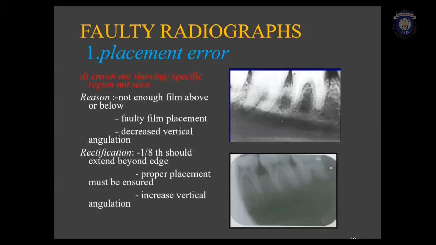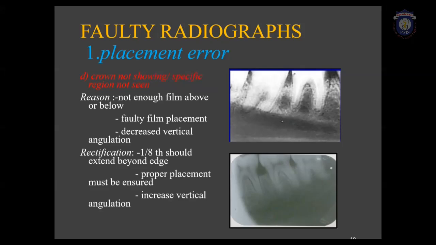Next is when the crowns are not seen or the specific area of interest is not visible in the radiograph. The main reason for this is that the film is not correctly placed. In the mandibular teeth, 1/8 of the film is not extending above the crown portion. In the maxillary teeth, it is not extending below the crown portion. So, a faulty placement.